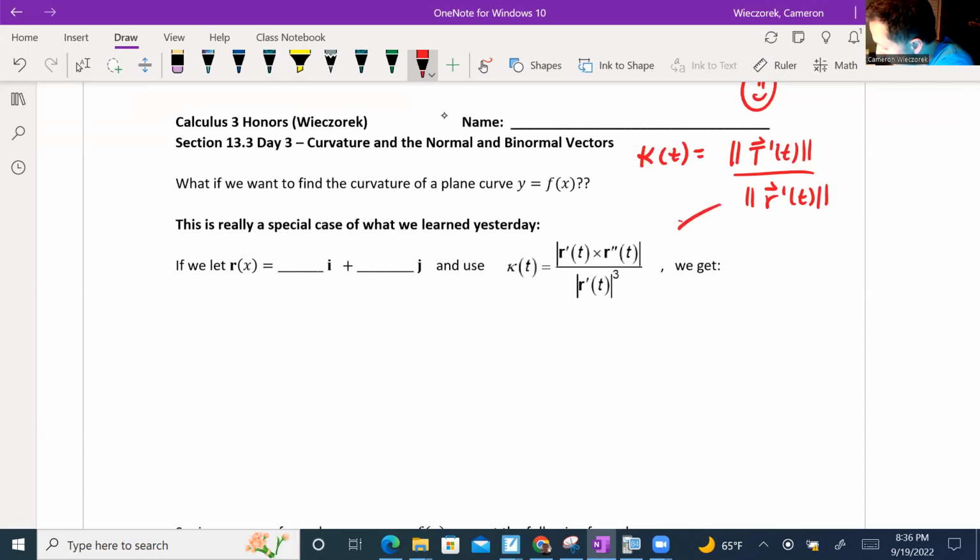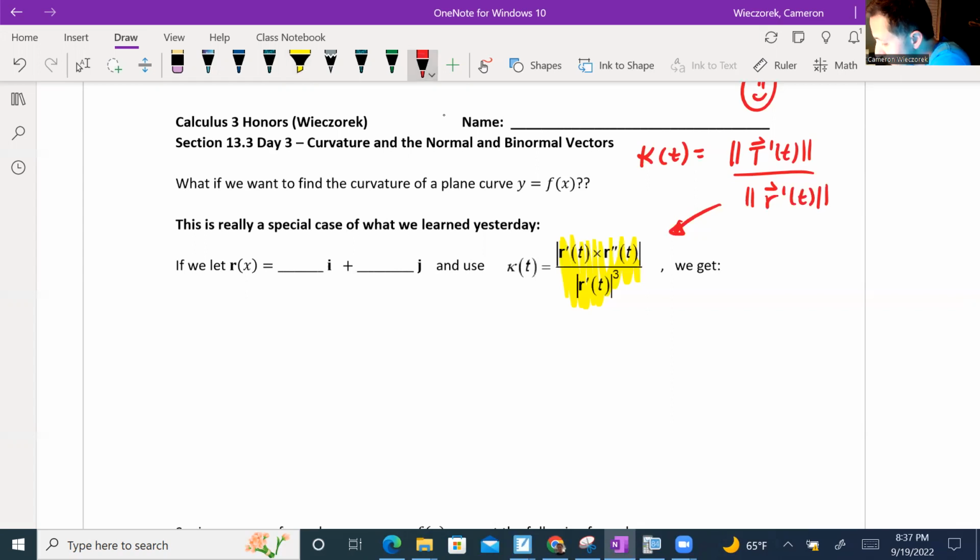And so a more handy version only deals with the position function r of t or its derivatives. So we saw this version also. Magnitude of r prime t cross r double prime t divided by the magnitude of r prime t cubed just prevents you from having to calculate the unit tangent vector and take its derivative.